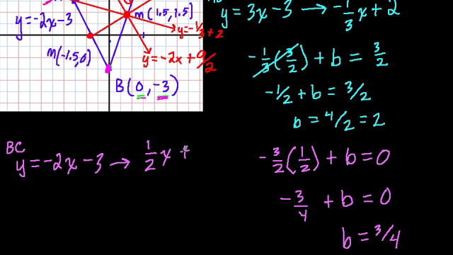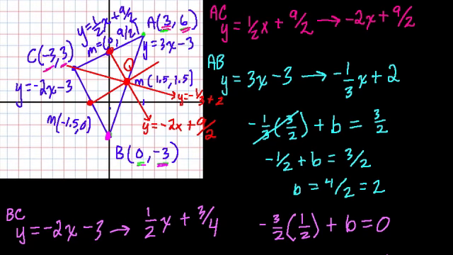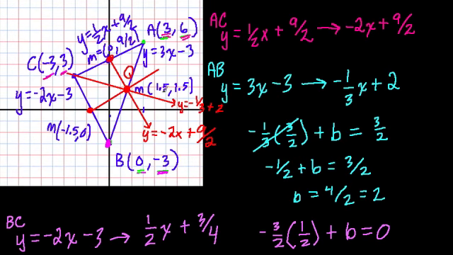And that gives us our final equation. So believe it or not, as messy as all this is, we finally have our 3 equations. And here's the third one over here: y equals, I'll just write 1/2 because I'm running out of room, 1/2 x plus 3/4. Now we have our 3 perpendicular bisectors with those equations.